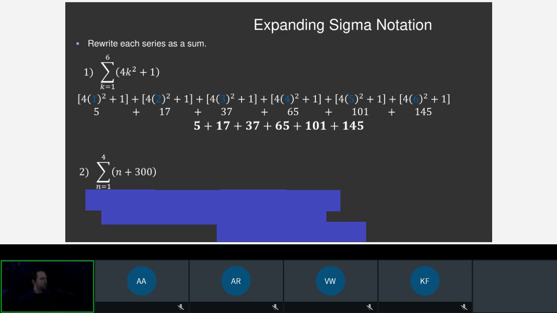All right, and then we just put it all together. And I don't know why I did not finish the problem. Oh, it's because the directions say just rewrite each series as a sum. There we go. So I then rewrote it as a sum. And then if it says, what is the sum of this series, you would add these up and give me your final answer.